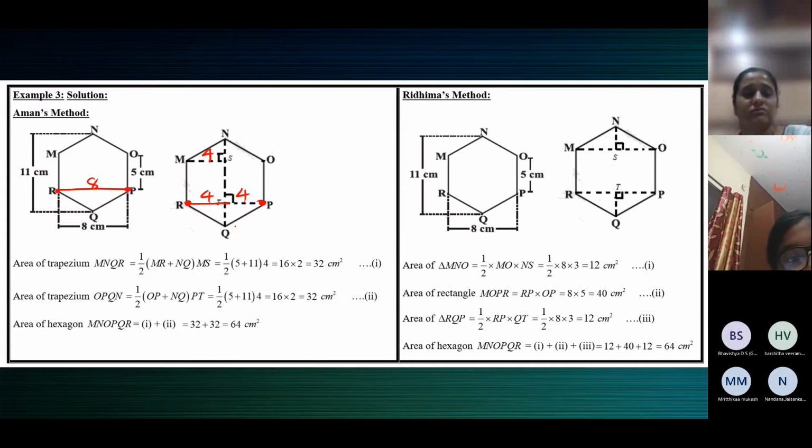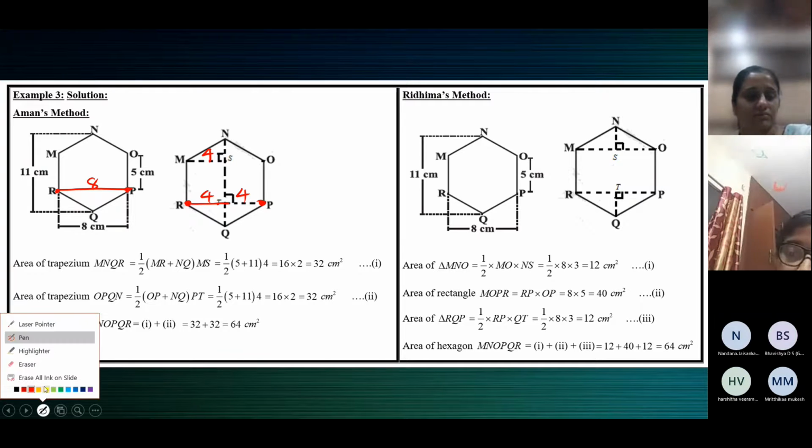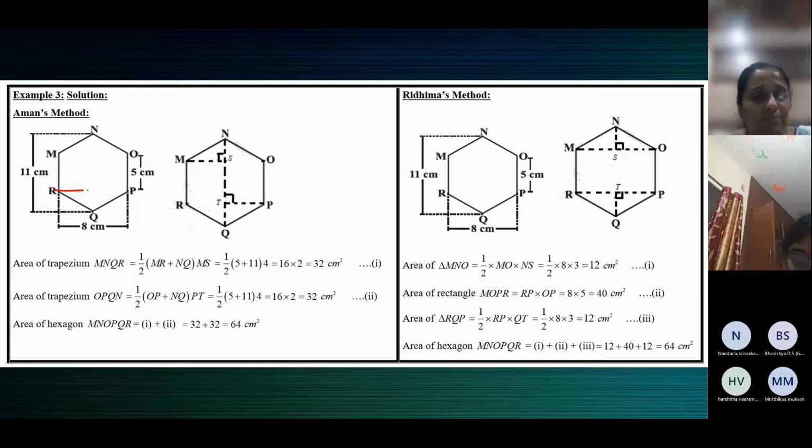Am I clear? Yes, ma'am. Okay. So RP is 8 centimeters. So it'll be 4 here and 4 here. So that means this is also 4. So MS is 4. And then similarly PT is also 4. And here the substitutions, OP and NQ. OP is 5. And NQ is 11.